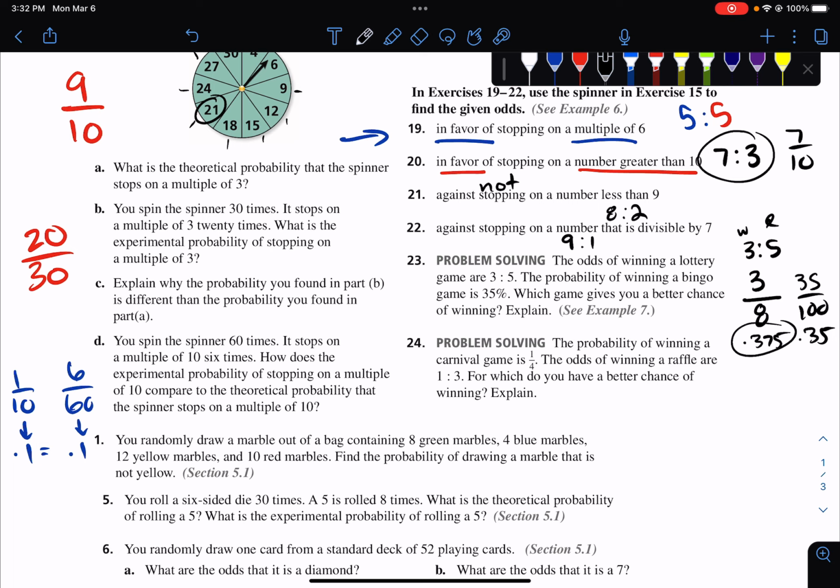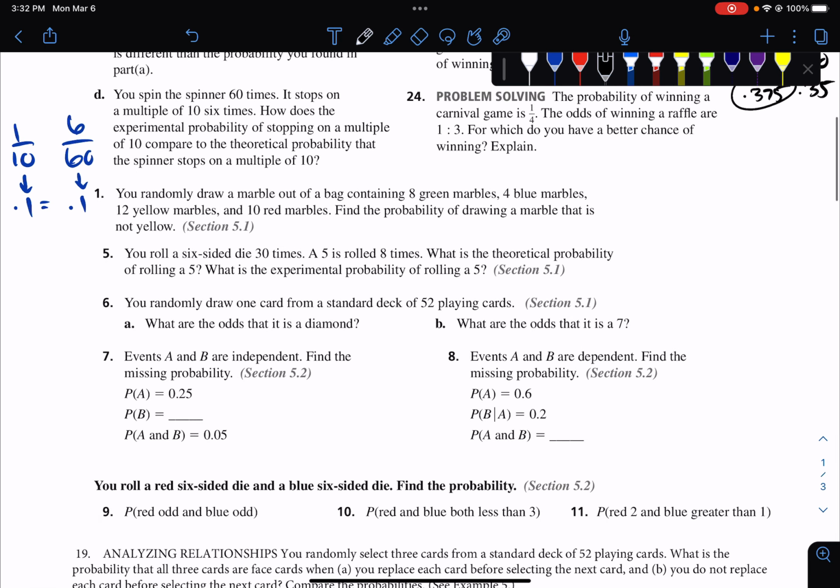Okay, 24. Probability of winning a carnival game is 1 out of 4. The odds of winning a raffle are 1 out of 3. Same idea. I'm going to let you do that one on your own. It's going to look exactly like what we just did on number 23. All right.